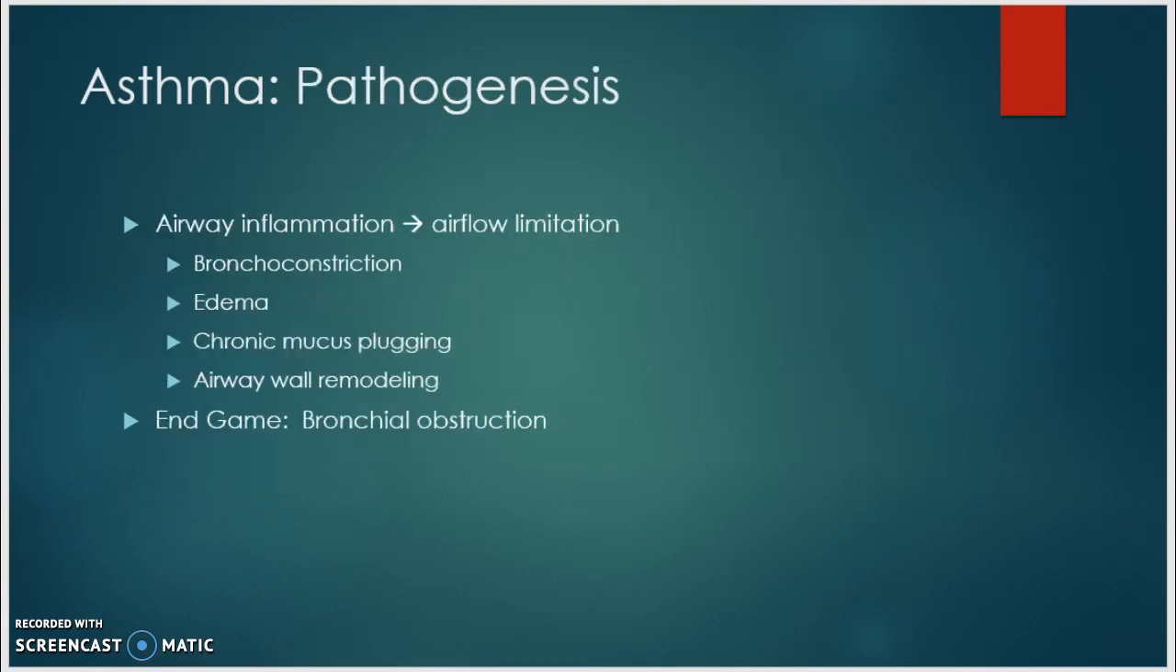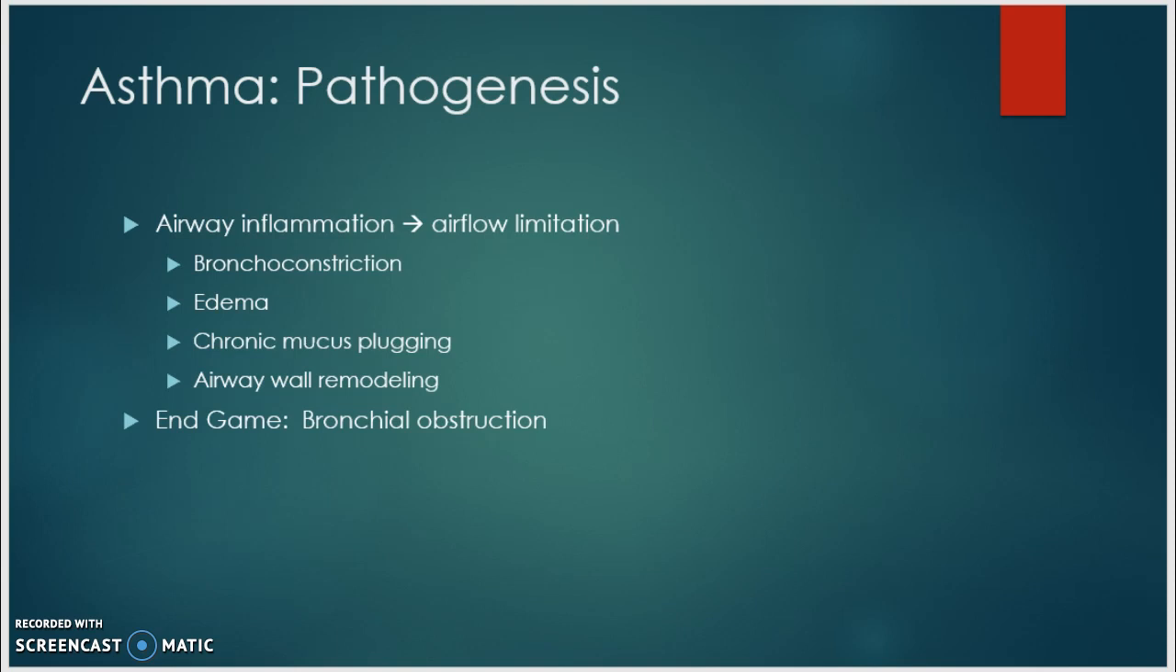When we have airway inflammation, we have airflow limitation. In other words, think about a round pipe that is narrowing. That is bronchoconstriction. Along with that, we have edema, so there's now swelling in the airway. Swelling a lot of times will lead to mucus production. You can actually have the problem of chronic mucus plugging. And then ultimately, if this is allowed to progress and not undergo treatment, we can experience airway wall remodeling. So the surface of the airway is actually going to look different. And ultimately, the end game is bronchial obstruction.